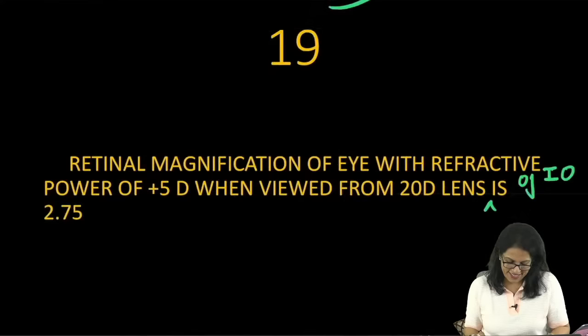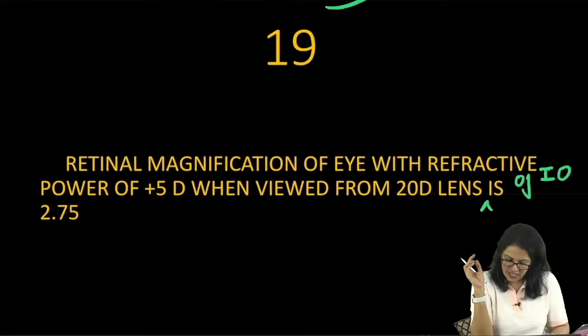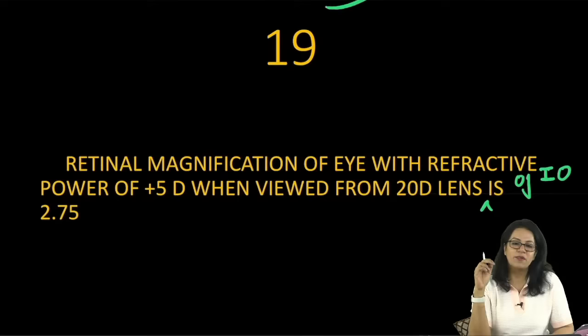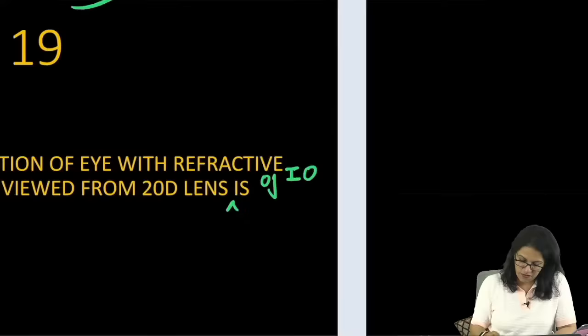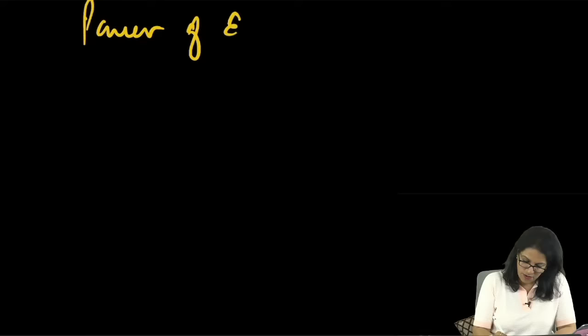Retinal magnification of an eye with refractive power of plus 5 when viewed with a 20 D lens in indirect ophthalmoscopy. How do you calculate the magnification of indirect ophthalmoscopy? Power of eye upon power of lens, isn't it? So this is what we have done here.